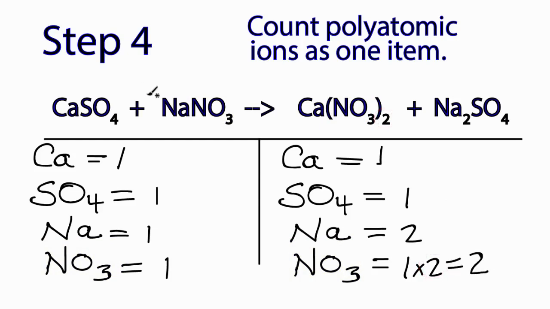So if I put the coefficient of 2 right here, that means I'll have 1 times 2, 2 Na's, but this 2 also multiplies across, so 1 times 2 for the NO3s, that gives me 2, and now everything is balanced. So by treating those polyatomic ions as just one thing, it makes it a pretty simple equation to balance.